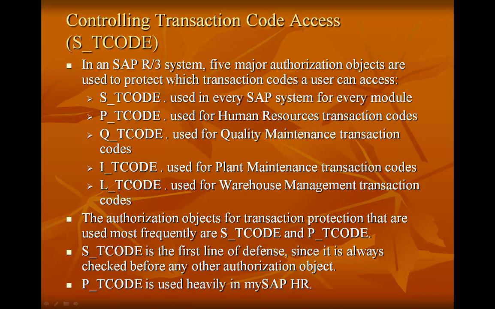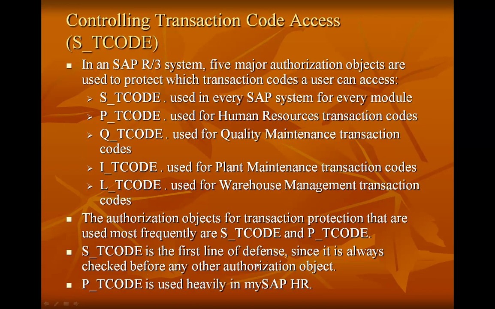Now out of the 5, 4 are module specific. P_tcode is specific to HR transaction codes, but S_tcode is absolutely needed by all transaction codes in the system. If the transaction code does not exist as a value in S_tcode, the users cannot execute those transaction codes, period. Okay. So the authorization objects for transaction protection that are used most frequently are S_tcode and p_tcode, because of HR implementation, probably.